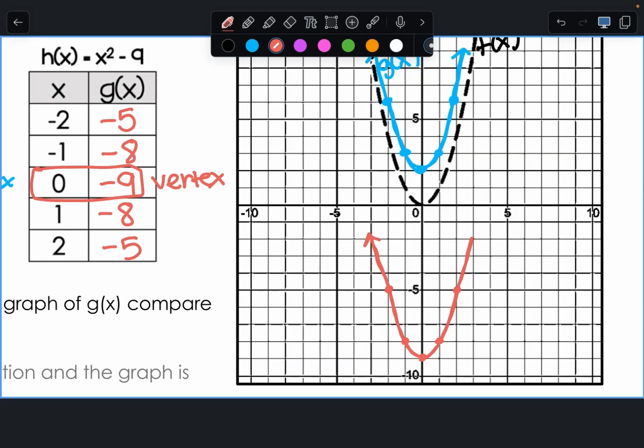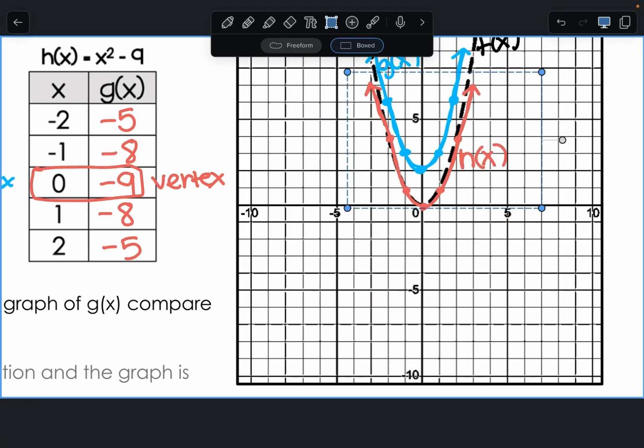And we're only sketching. So this is my h of x. What happened to the parabola? It moved down. It just moved down. Notice it's the same size. All it did was move down.